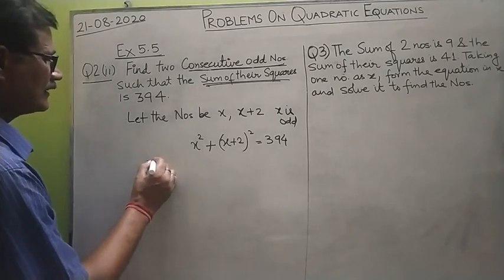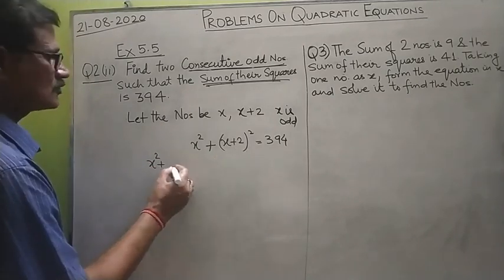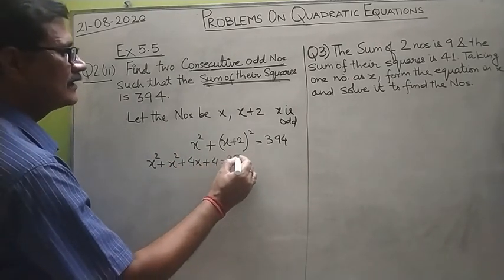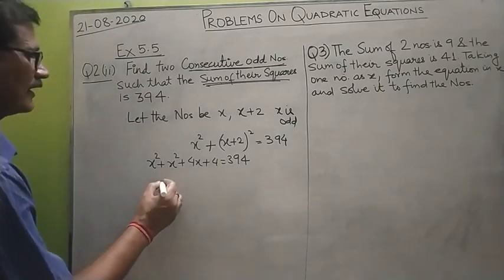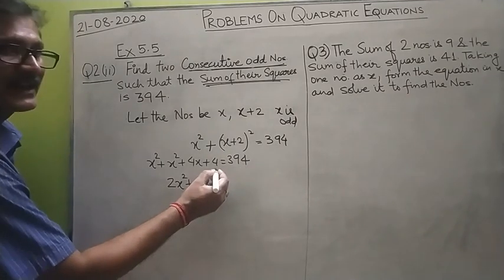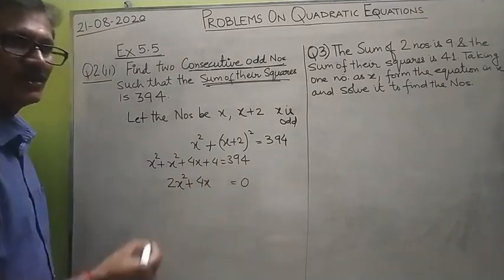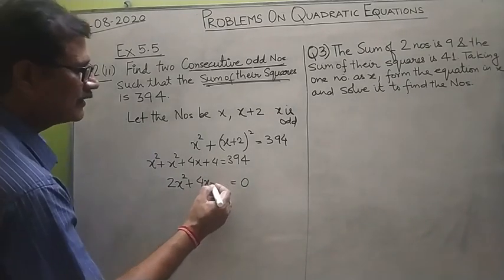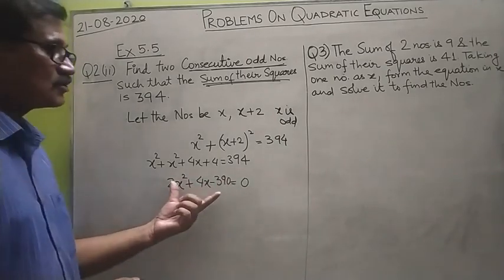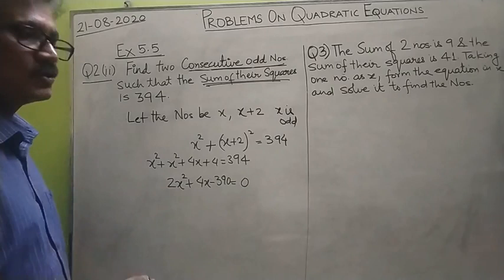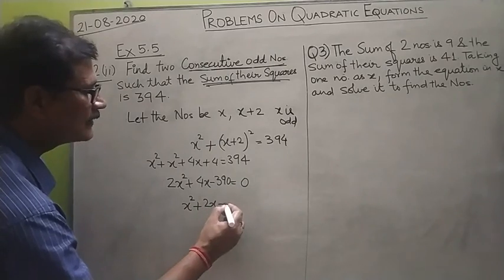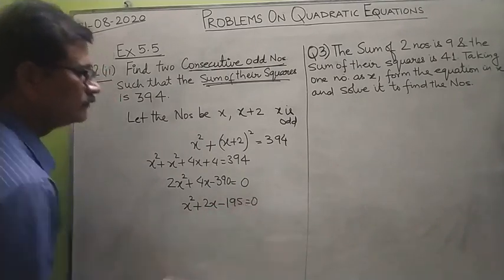So what do we get here? x square plus square of x plus 2, which is x square plus 4x plus 4, is equal to 394. Now, what do you get from here? 2x square plus 4x, and when 394 comes to the left hand side, to equate it to 0, you know the quadratic equation has one side equated to 0, we get here minus 390. Now, every equation should be reduced to lowest terms, so we can divide this equation by 2, being a common factor, we get x square plus 2x minus 195 is equal to 0.